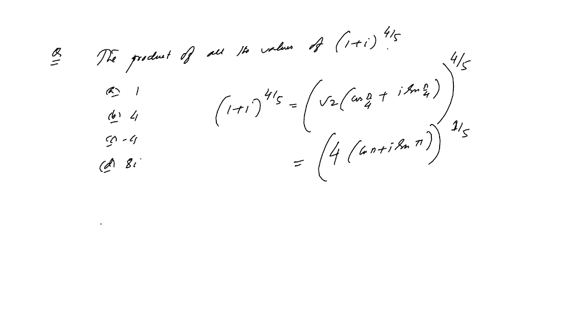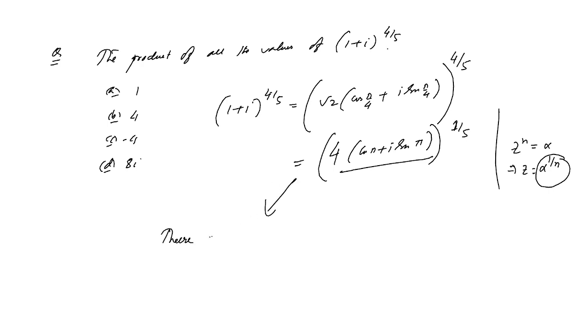So there are 5 distinct values. Why? Because we are just thinking of the fifth root of a number. For example, say z to the power n equals some alpha. Obviously z equals alpha to the power 1 by n, and the number of roots of z to the power n equals alpha must be 5. So there are 5 distinct values. Now the question is, what are the 5 distinct values?